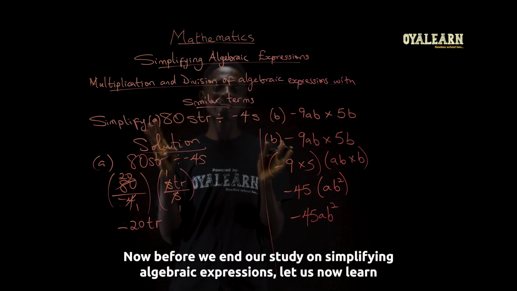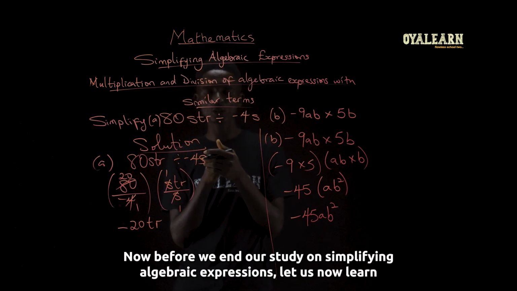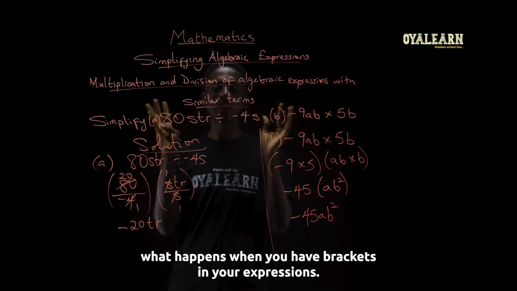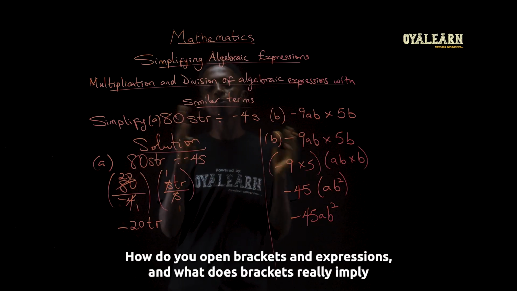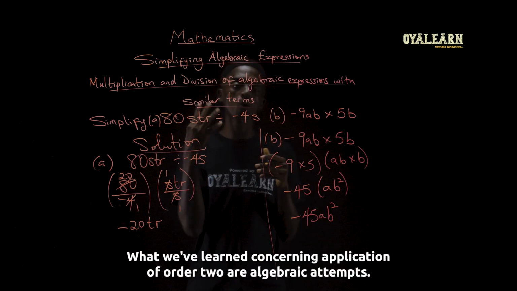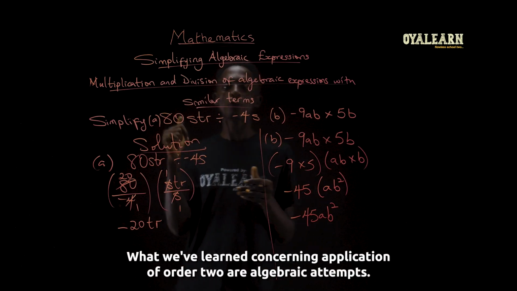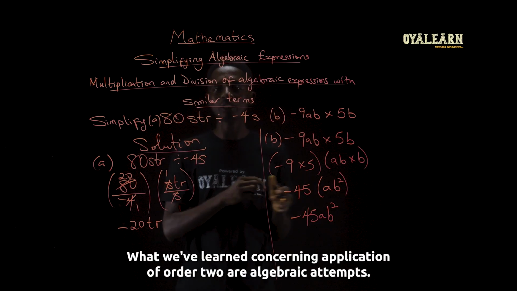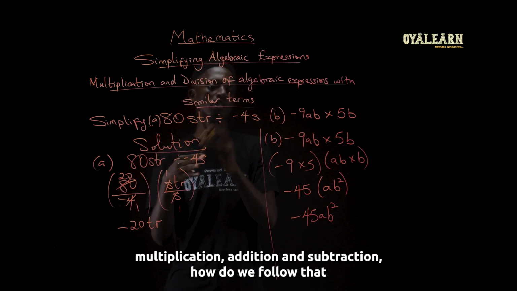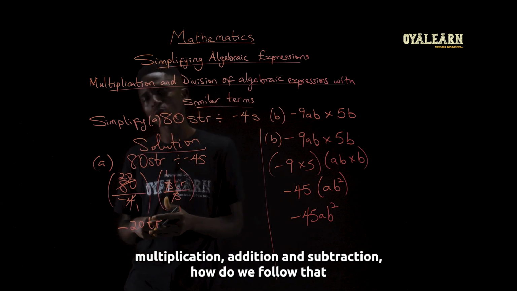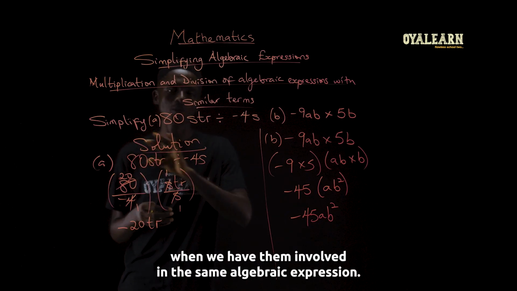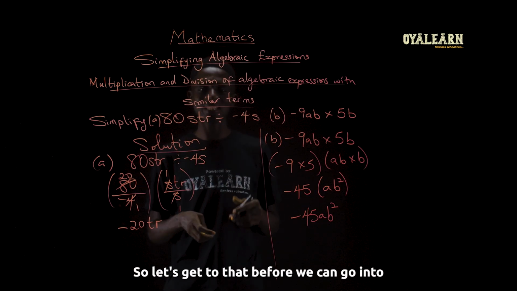Now, before we end our study on simplifying algebraic expressions, let us now learn what happens when you have brackets in your expressions. How do you open brackets in expressions, and what does brackets really imply? In line with what we've learned concerning application of order to our algebraic terms. So when it comes to BODMAS, bracket, order, division, multiplication, addition, and subtraction, how do we follow that when we have them involved in the same algebraic expression? So let's get to that.